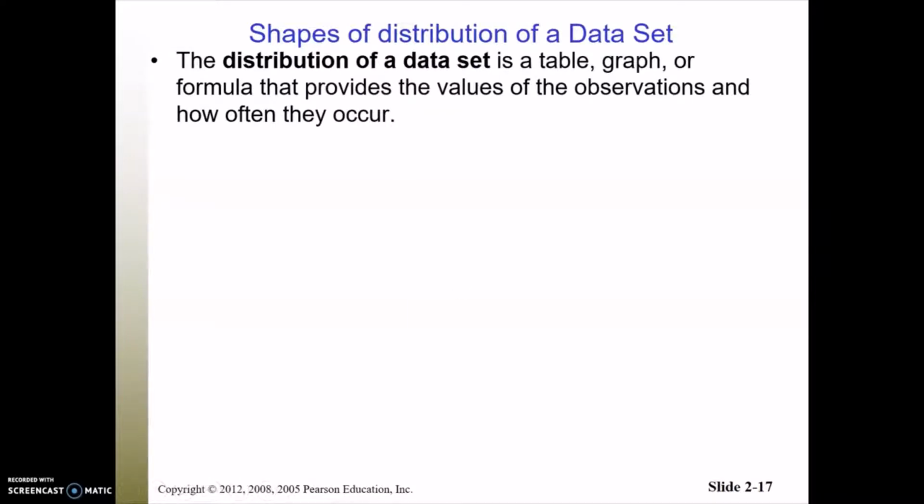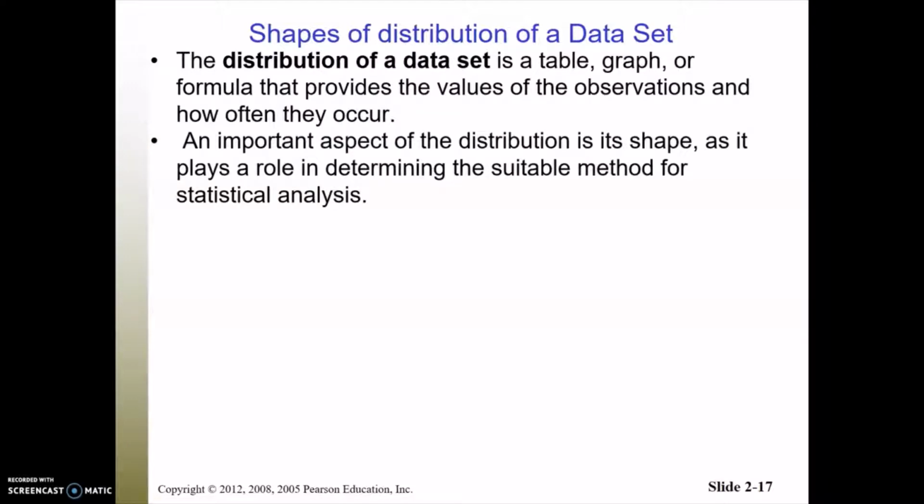A distribution of a data set is a description, and that description may be in the form of a table, or a graph, or even a formula, and that provides us the values of those data values and how often each value occurs. Such a description is called a distribution of a data set. We already have seen this definition.